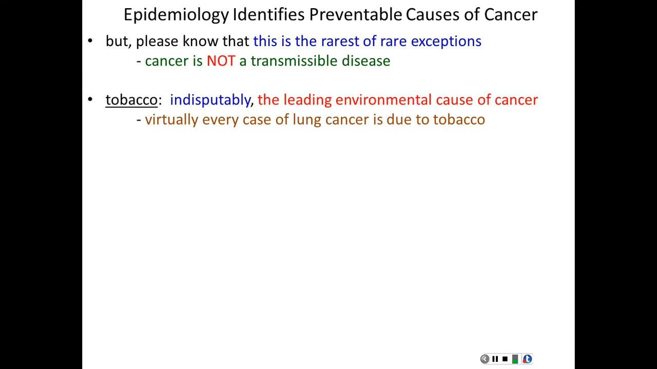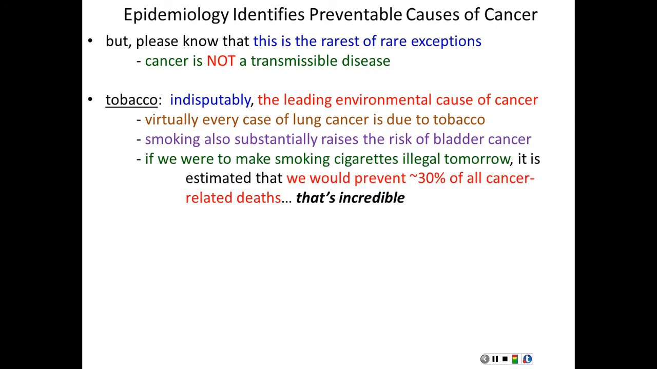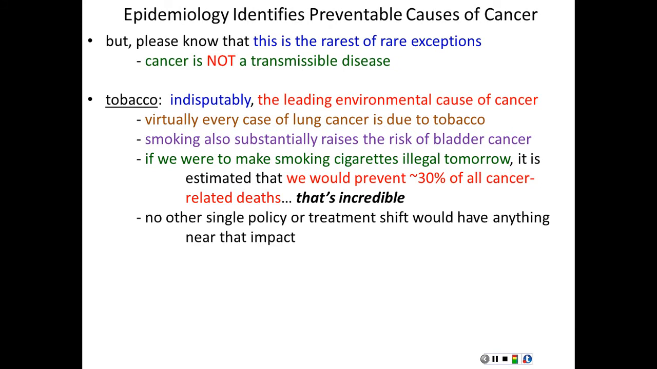Virtually every single case of lung cancer can be traced back to tobacco, directly or indirectly. Smoking also substantially raises an individual's risk of bladder cancer. If we were to make smoking cigarettes illegal tomorrow, ban it from the entire population, it's estimated that we would prevent about 30% of all cancer-related deaths in this country. That is an incredible statistic. Almost a third of all cancer-related deaths would not happen if we made smoking cigarettes impossible. There is no other single policy, law, action, or medical treatment that could ever have hope of shifting cancer-related deaths as dramatically as that. Isn't that amazing?